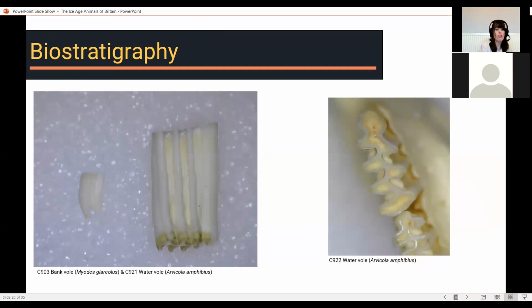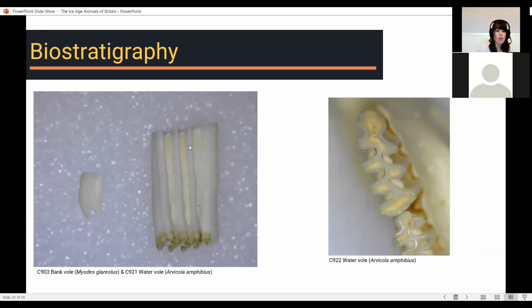And the evolution of individual species can also be used to understand the age of deposits. A really important species in Europe is the water vole. The water vole has undergone considerable evolution during the Pleistocene. One of these changes has been the evolution from the genus Mimimys to the genus Arvicola. The Mimimys genus had rooted molars, and the Arvicola genus had unrooted molars.